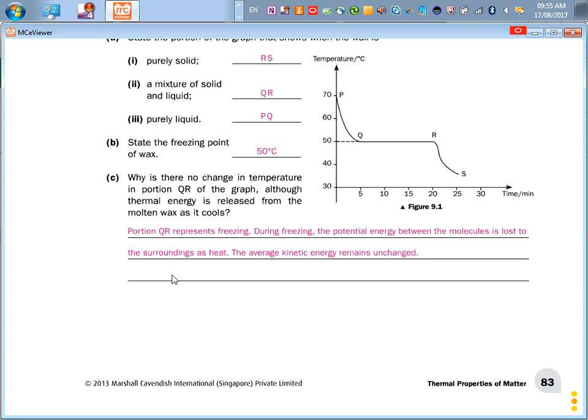Okay, so let's test the knowledge. My question is, why does the average kinetic energy remain unchanged? I said it earlier already, but let's see whether you remember or not. Why do we say that the average kinetic energy remains unchanged? So take some time to think, and I'll ask.